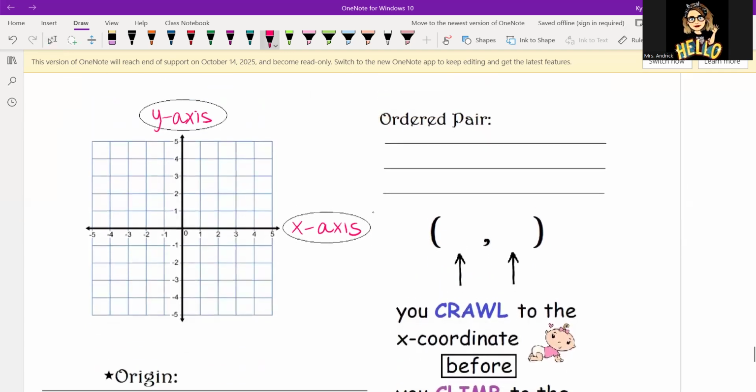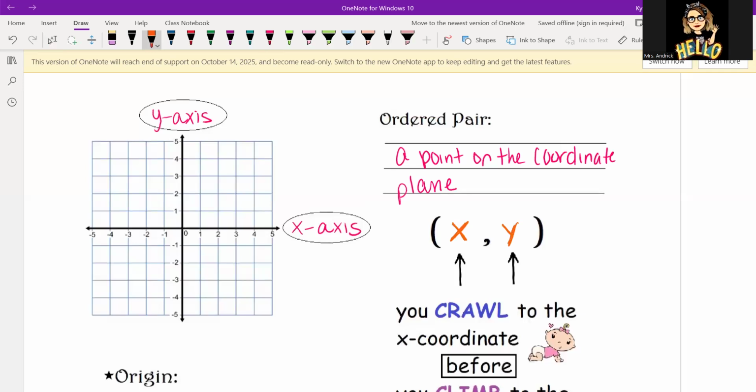An ordered pair is a point on the graph on the coordinate plane. We typically write it as x, not typically, it's the only way to write it, as x comma y. That means we go left, right, then up and down.